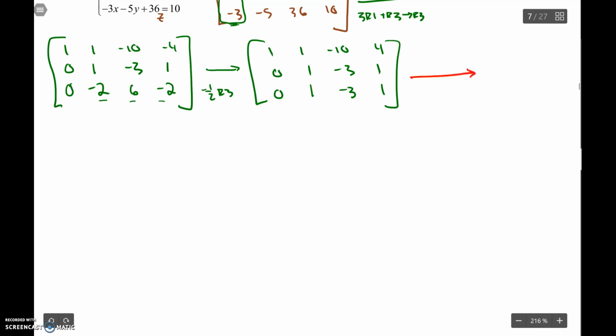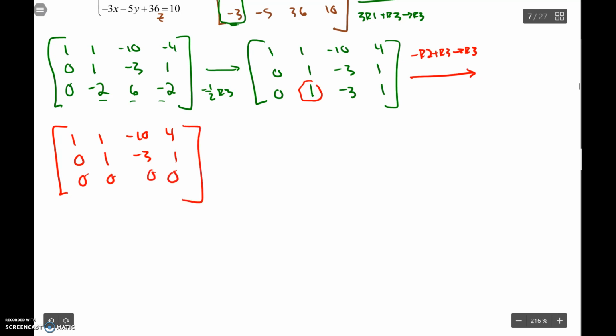I'm going to keep doing row echelon form, though. I'm going to eliminate this. I'm going to take negative row 2 plus row 3, store in row 3. So this is going to be 0, 0, 0, 0. When you see one entire row of zeros, that's going to be infinitely many solutions. So now I've got to find them.